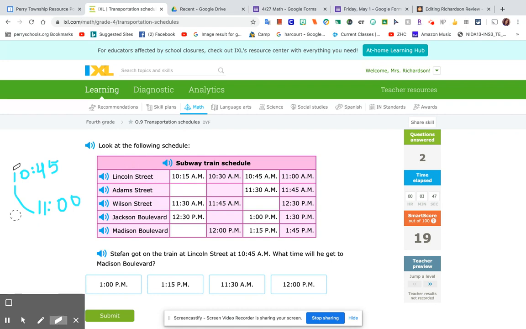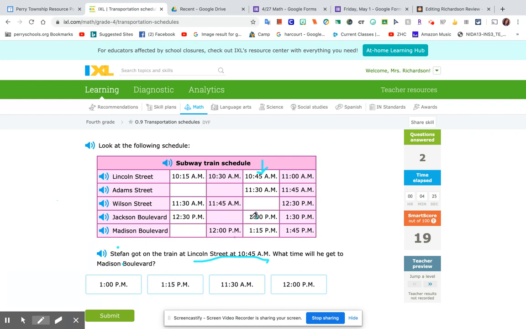While I'm erasing, you can check out what this is a schedule for. The subway train. Doesn't matter that I don't know where these streets really are, or even if I pronounce them correct or incorrect. I can see different times. Okay. So this one only goes here. This train doesn't go to Wilson. All right, I see some things. Stefan got on the train at Lincoln Street. Oh boy. Oh, there's another clue. At 10:45 a.m. Right here. What time will he get to Madison Boulevard?